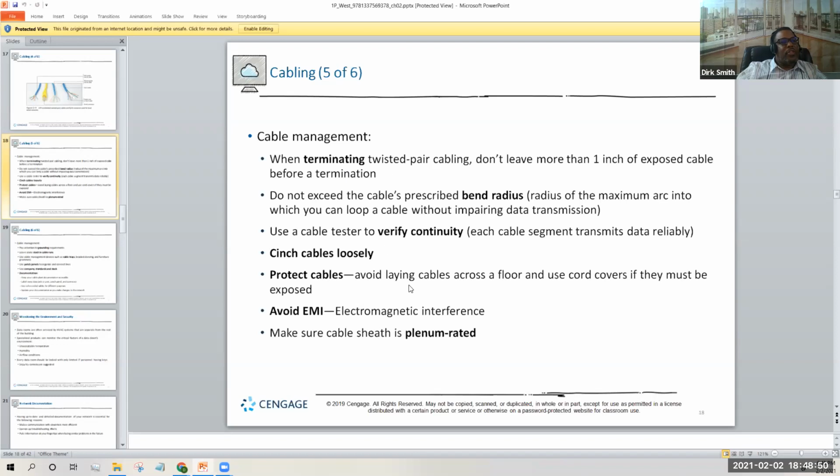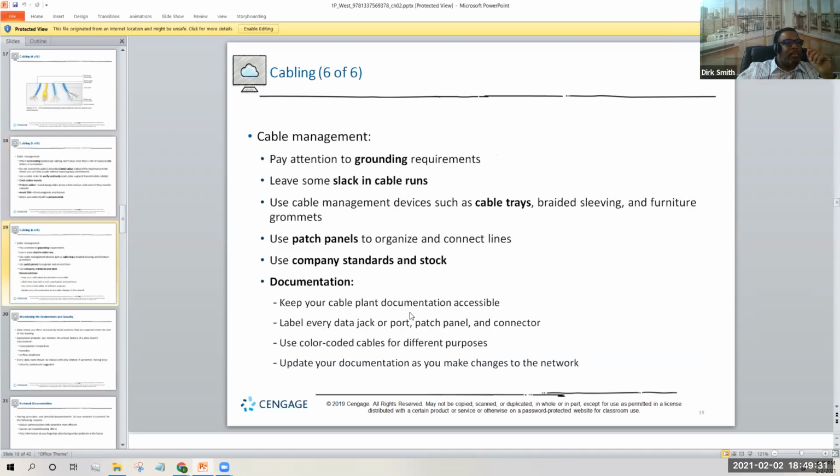So these are just a few standards that they talk about of what you need to do when you're terminating the cable. Do not exceed the bend radius and things like that. You want to verify that it's working when you're done. You want to protect the cable, avoid laying cable across the floor or cords where they can be walked on, rolled on. People's desk chairs are rolling on them. You don't want to do that. And EMI, electromagnetic interference, that's when you get noise if you're putting it too close to a power source or a magnet or something like that.